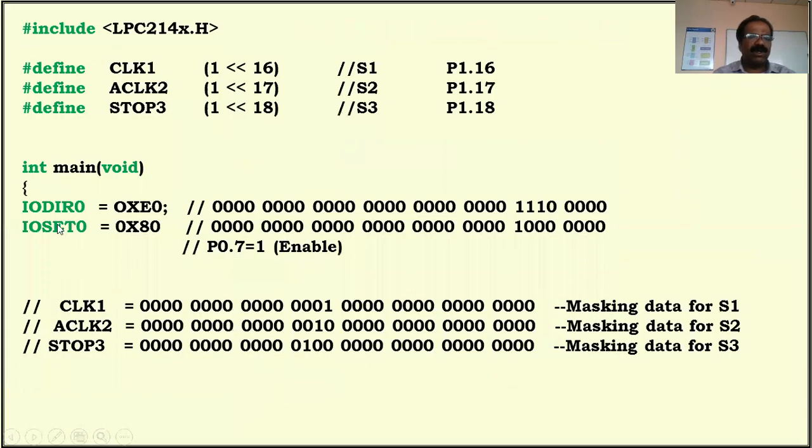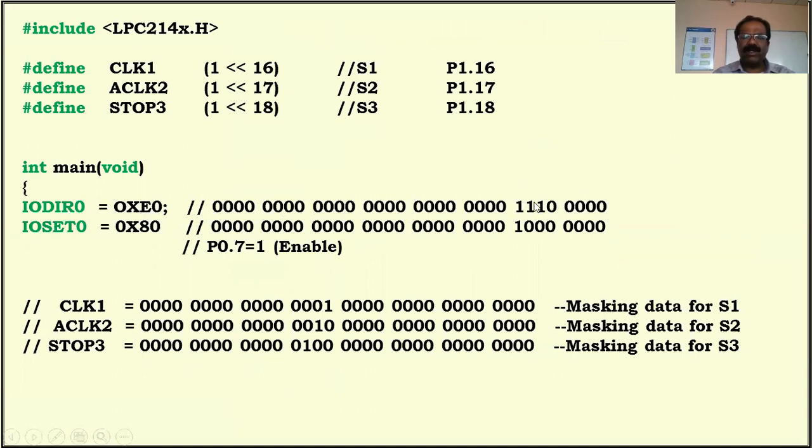Therefore, I have to go for IO direction 0, with 0xE0. What is the binary equivalent of E0? This is the binary equivalent of E0. E means 1110 and then 0000. And we know that it's a 32-bit register, so we have 32 bits here. It's in binary form. We can write E0, that is sufficient.